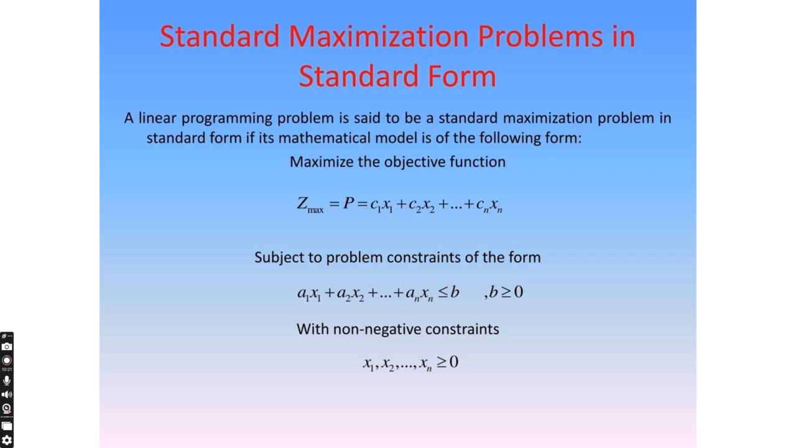Standard maximization problem in standard form. A linear programming problem is said to be a standard maximization problem in standard form if it is a mathematical model of the following form. Maximize the objective function Z max equal to P equal to c1 x1 + c2 x2 up to cn xn, subject to problem constraints of the form less than or equal to b, where b is always greater than 0, with non-negative constraints x1, x2 up to xn greater than or equal to 0.